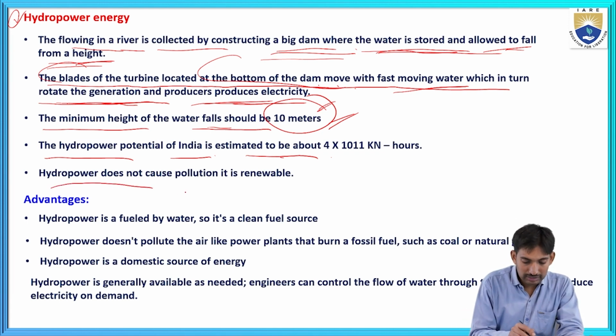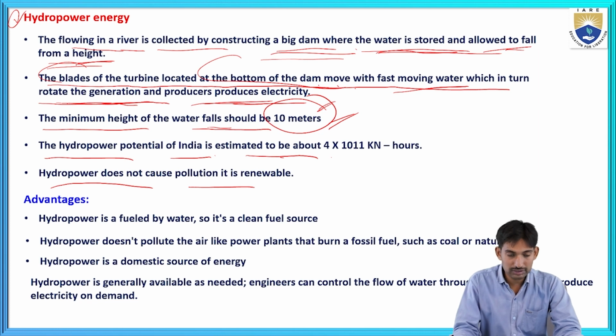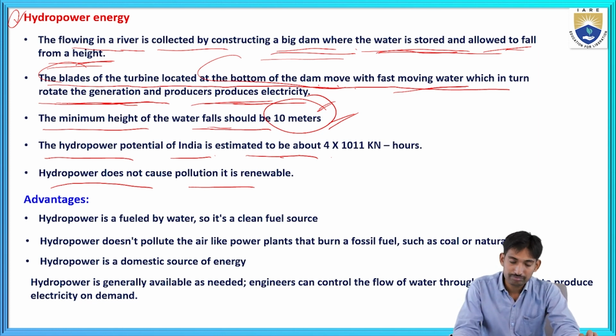Hydropower does not cause pollution. It is renewable. See, what is hydropower energy? Water energy converted into electrical energy is called hydropower energy.